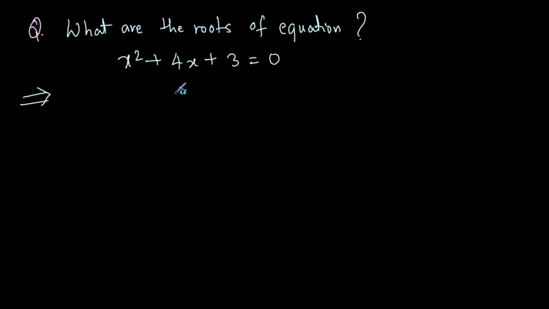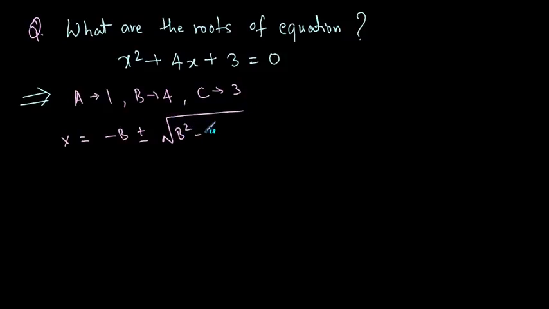This is the question: x² + 4x + 3 = 0. What are the roots of this equation? Find out what a, b and c are. So a is 1, b is 4 and c is 3. Now the formula is x = (−b ± √(b² − 4ac)) / 2a.